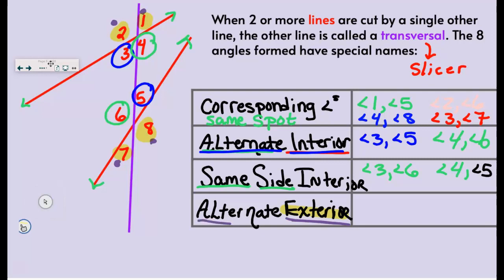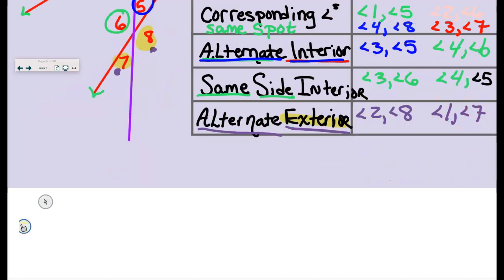Alternate, though, means we have to be on alternate sides of the transversal. So angle 2 and angle 8 would be called alternate exterior. Angle 1 and angle 7 would also be alternate exterior.